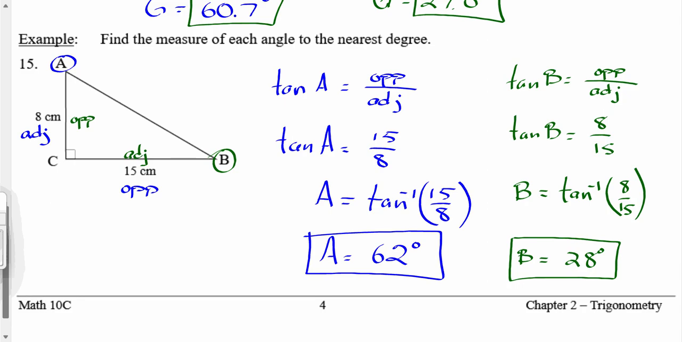Okay, so what I wrote on the board is I renamed the sides relative to angle B, and I did tangent of B is 8 over 15. Inverse tangent, we get 28 degrees. Some of you didn't do that. What did some of you do?